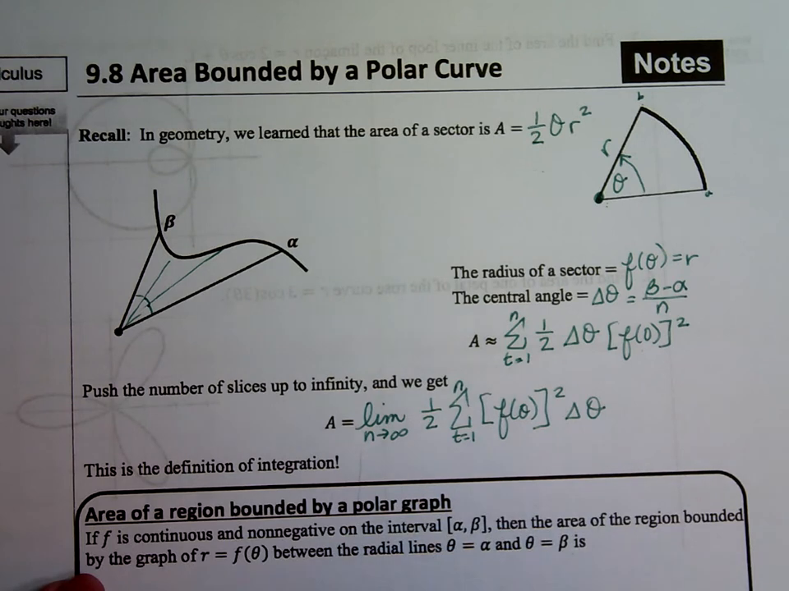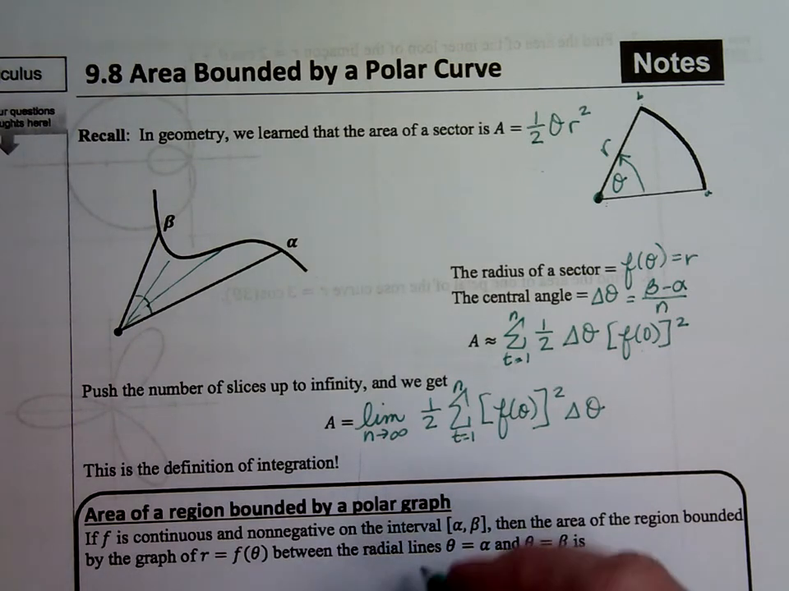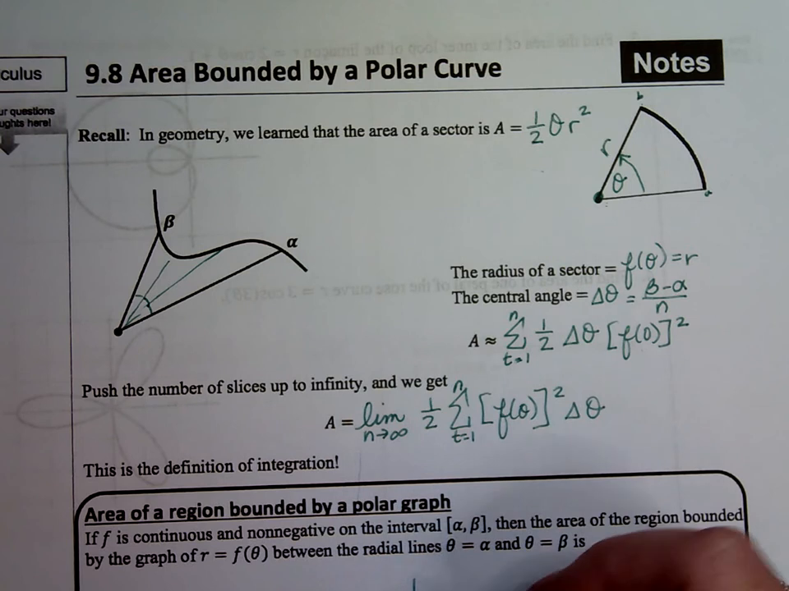So here's the formula we're going to use. If f is continuous and non-negative in the interval from alpha to beta, then the area of the region bounded by the graph r equals f of theta between the radial lines of theta being alpha and theta being beta is, can you say that fast?